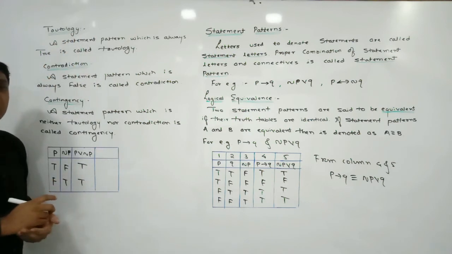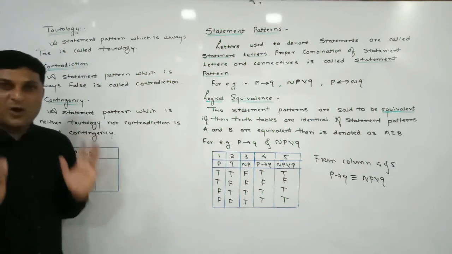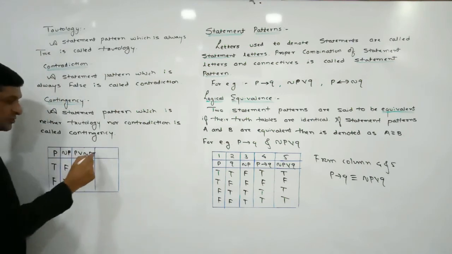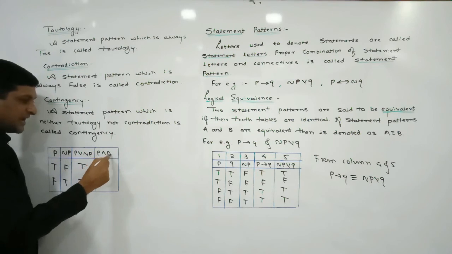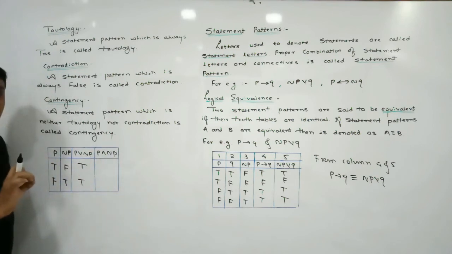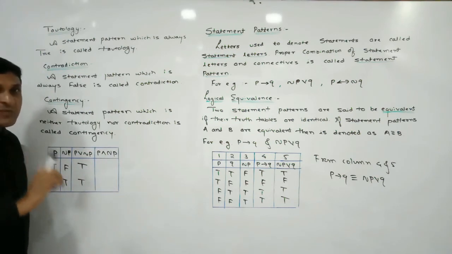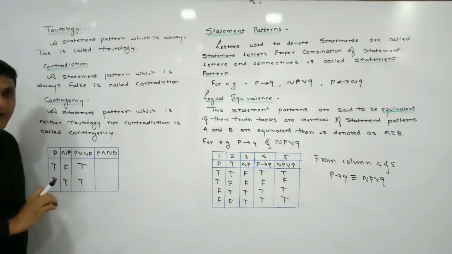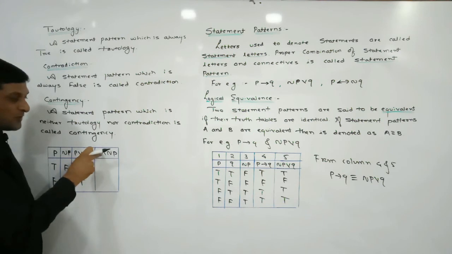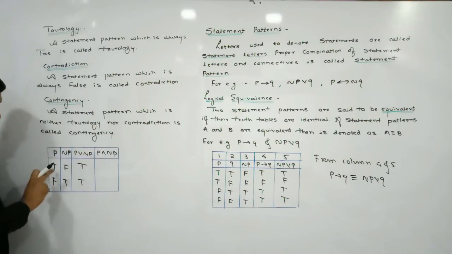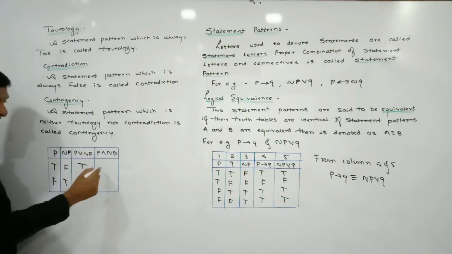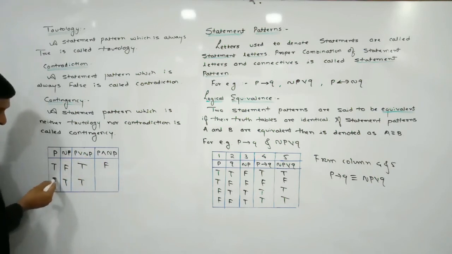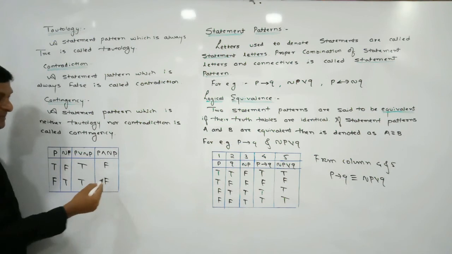In the same way, if the statement is always false, it is called a contradiction. Now let us connect these two statements by AND, P and negation P. In case of AND, which condition are we remembering? If at least one statement is false, the truth value of AND will be false. Observe the first case: yes, one statement is false, so the truth value of this AND will be false. Here also at least one statement is false, so we get the result false.